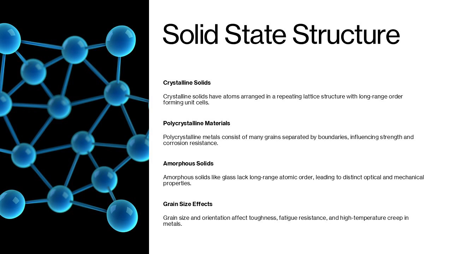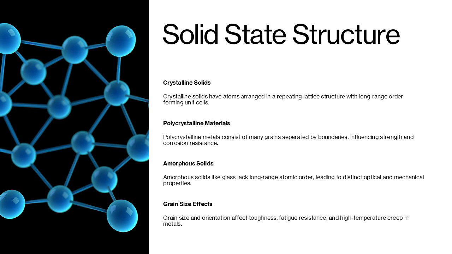Crystalline solids exhibit a repeating lattice structure with long-range order, where atoms are organized into unit cells that repeat throughout the material. This regularity gives rise to predictable properties such as anisotropy in single crystals. Most engineering metals are polycrystalline, meaning they consist of numerous grains separated by grain boundaries, which significantly influence mechanical strength, corrosion resistance, and diffusion rates. In contrast, amorphous solids, like glass, lack long-range order, resulting in different optical and mechanical behaviors compared to crystalline materials.